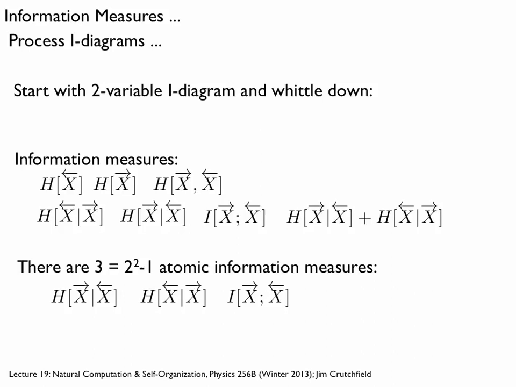Well, the first thing is to write down what the possible information measures are. Entropy of the past, entropy of the future, joint entropy of past and future, uncertainty of the future conditioned on the past, mutual information between the past and future, excess entropy, and so on. You can write these whole things out. This might be a little mysterious. What is this? Well, that's those two crescents. And what is that thing? There are three atoms in this two-variable diagram: uncertainty in the future given the past, uncertainty in the past given the future, and the mutual information between them. So you can probably already anticipate how simple the I diagram is going to be.